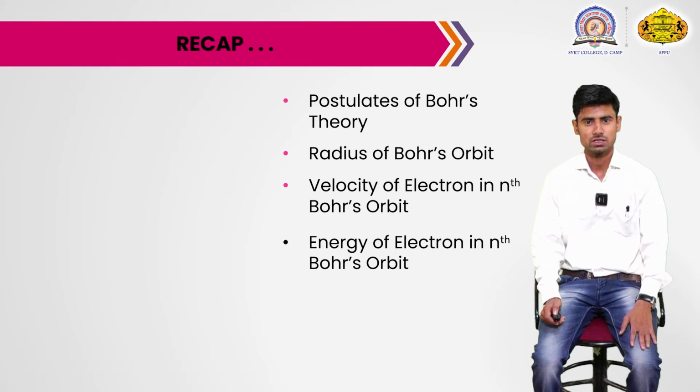In the previous lectures, we have studied the postulates of Bohr's theory, and after the postulates, we found the expression for the radius of Bohr's orbit. Also, we have found the expression for the velocity of the electron in the nth Bohr orbit, and we also expressed the energy of the nth Bohr orbit in the previous lecture.